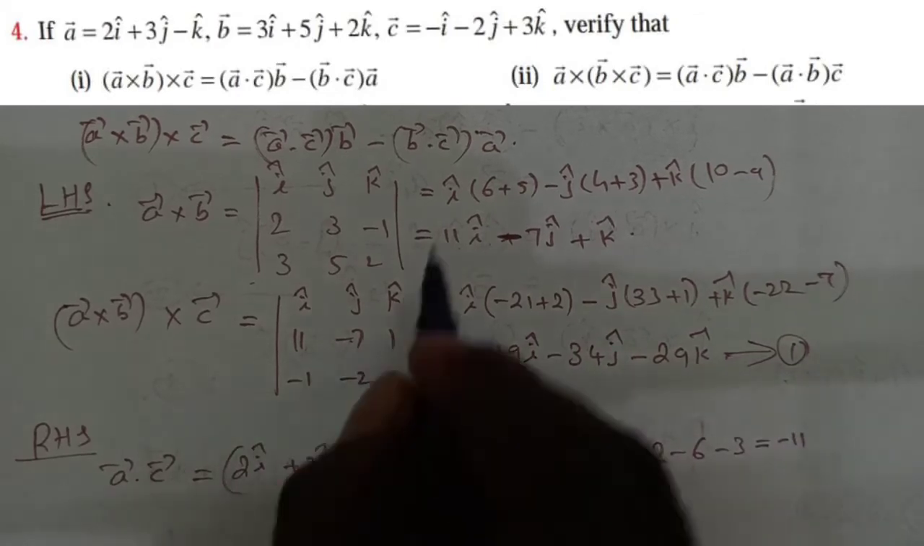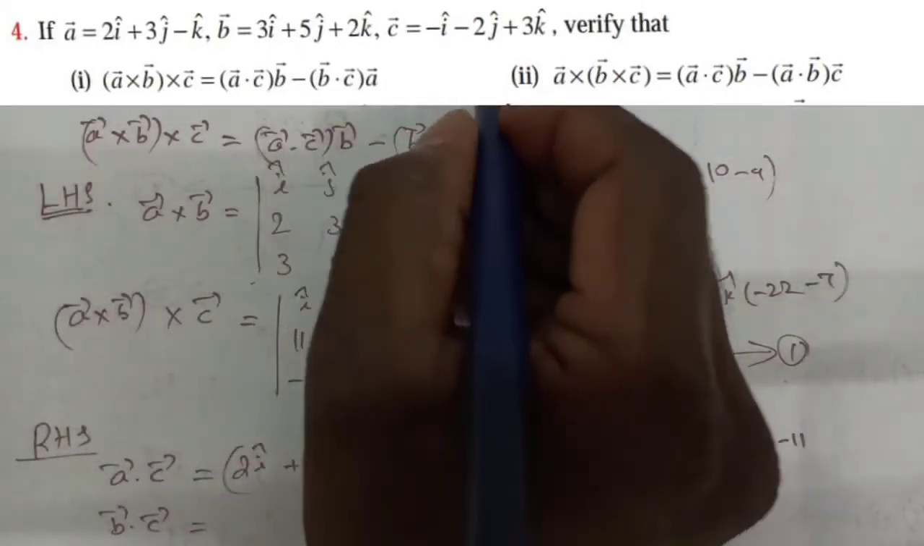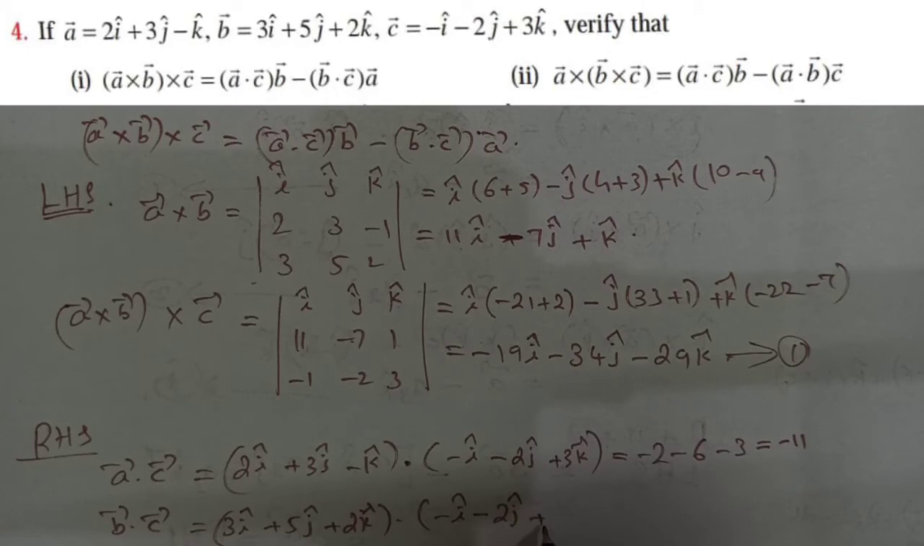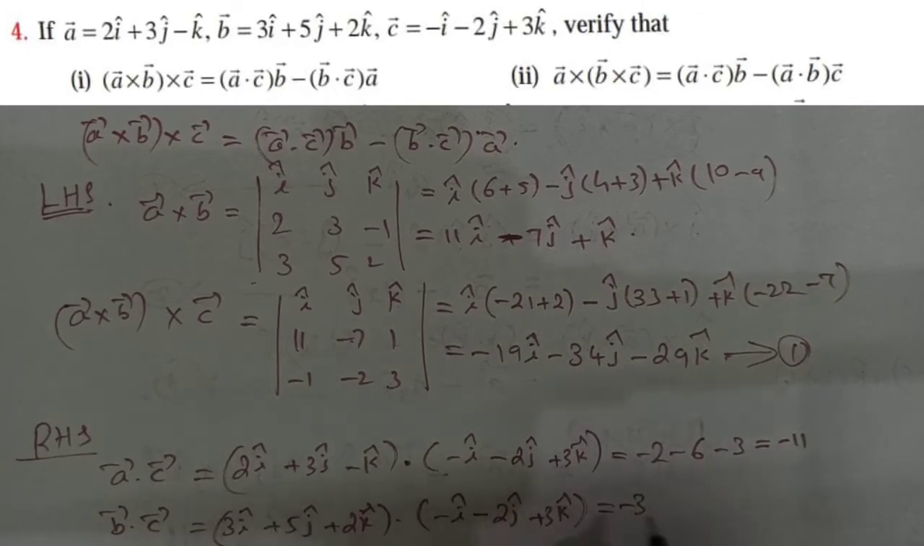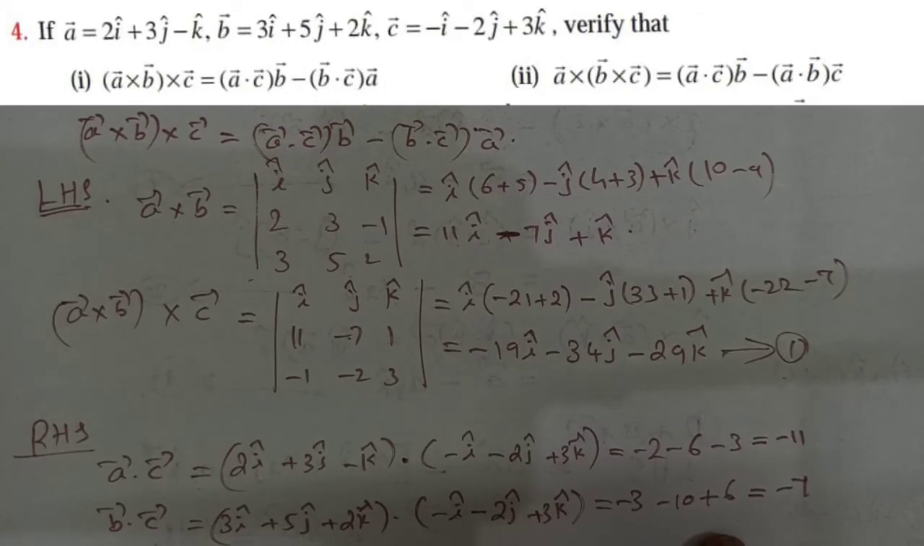Okay, next B vector dot C vector, which is equal to, B vector value is 3 i cap plus 5 j cap plus 2 k cap, dot C value is minus i cap minus 2 j cap plus 3 k cap, which is equal to 1 3 are 3, this is minus 3, so 5 2 are 10, minus 10, here 2 3 are 6, so plus 6, which is equal to minus 7.